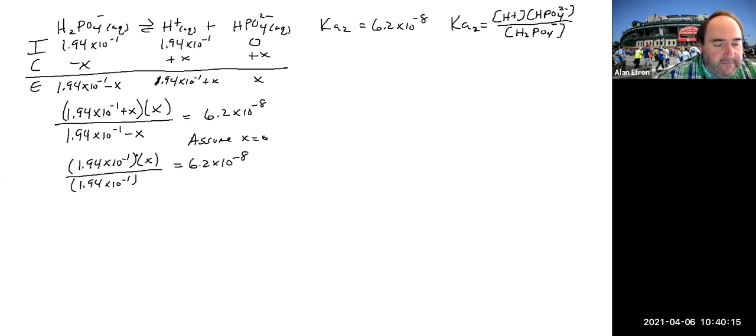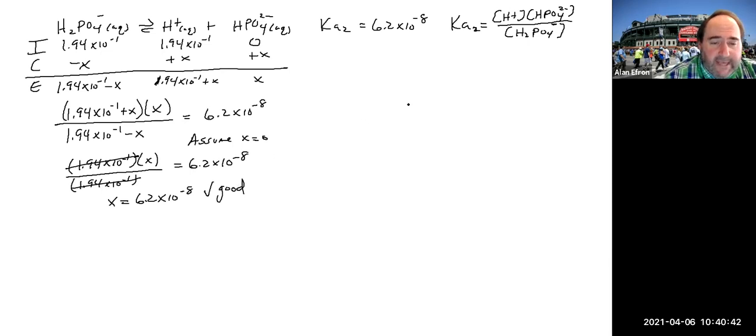I think I can do this math. Those are going to cancel out, and that's going to give me an X that is 6.2 times 10 to the minus 8. Just like before, we should check it. So we'll take 6.2 times 10 to the minus 8, divide it by 1.94 times 10 to the minus 1, times it by 100. And we're nowhere near 1% at all. So the check is good here.